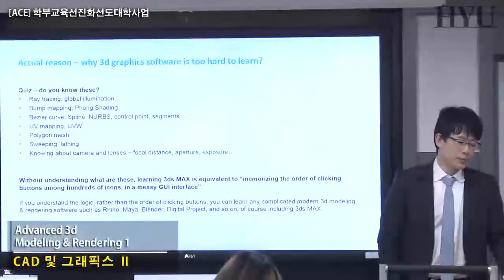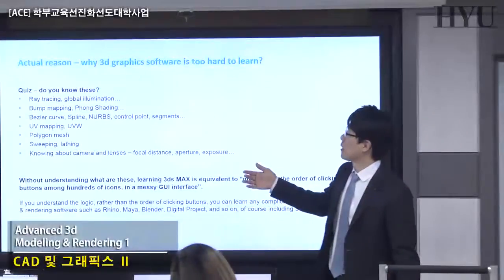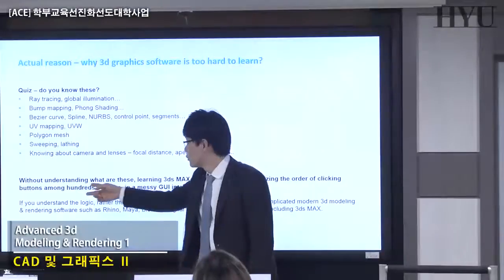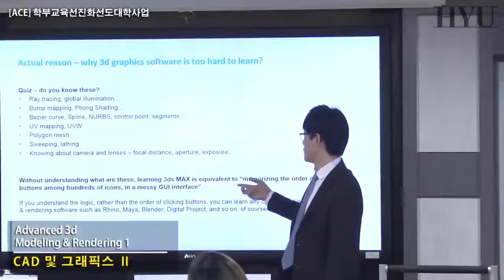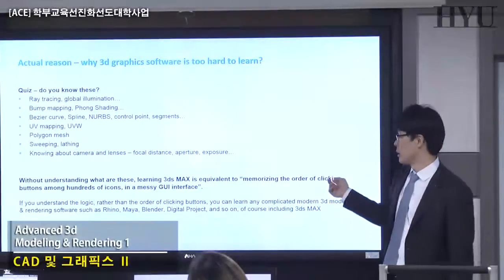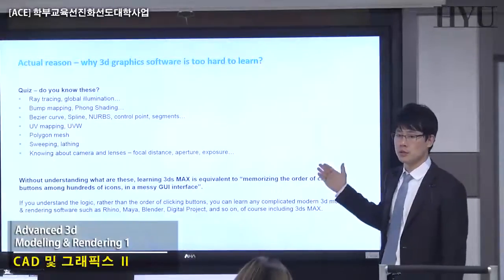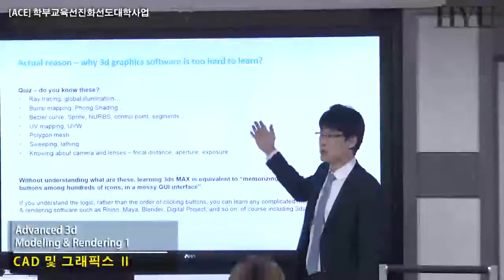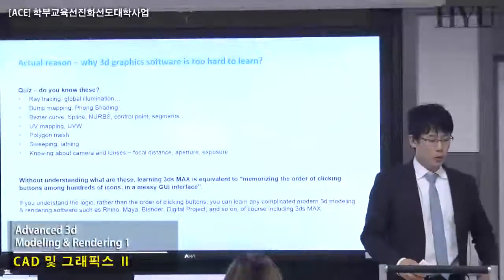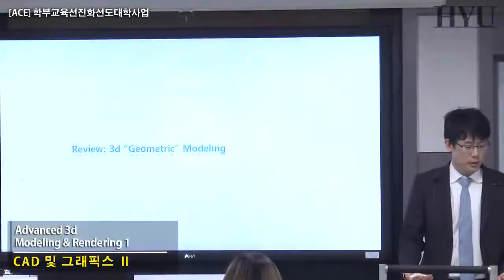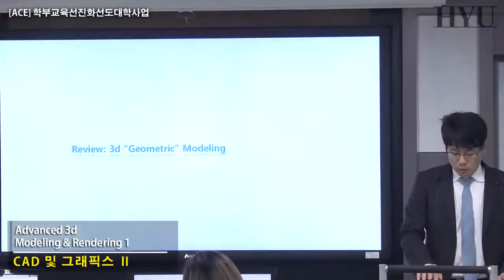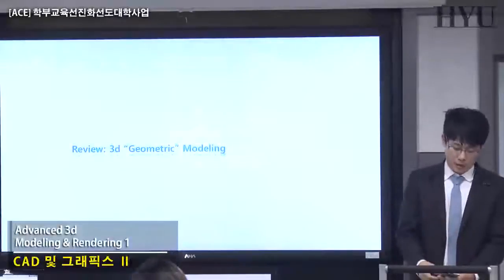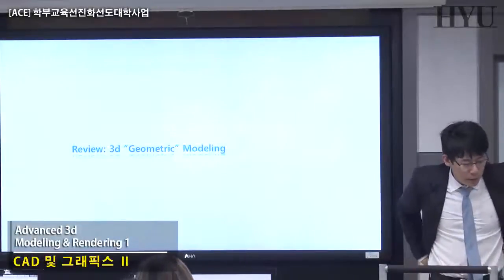So the actual reason is here, why 3D graphics is hard to learn. Ray tracing, bump mapping, UV mapping, sweeping, lathing. Without understanding what these are, learning 3D Max is equivalent to memorizing the order of clicking buttons, the clicking sequence. Just the GUI interface. It's not top priority, okay? Top priorities are here. That's why I always put emphasis on theoretical background. Okay, after this we're going to have a quick break and then move on to the rest of the lectures and then lab exercises, okay?